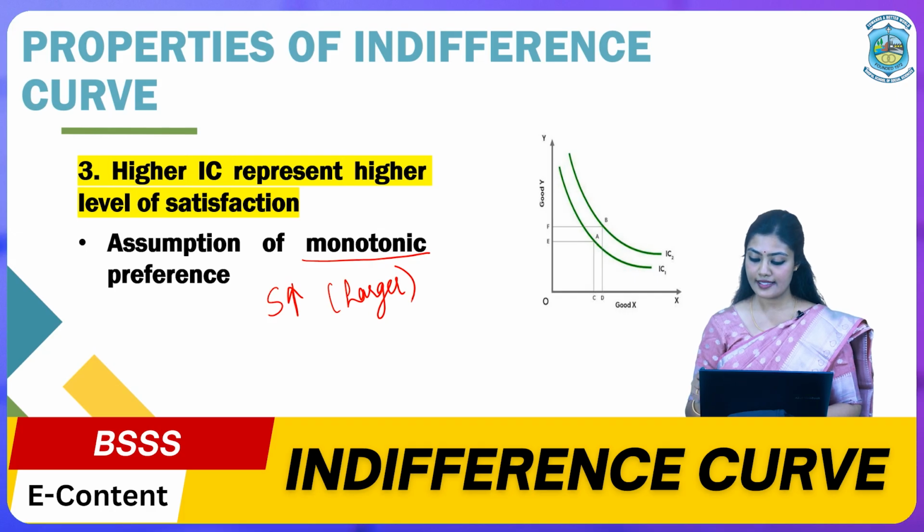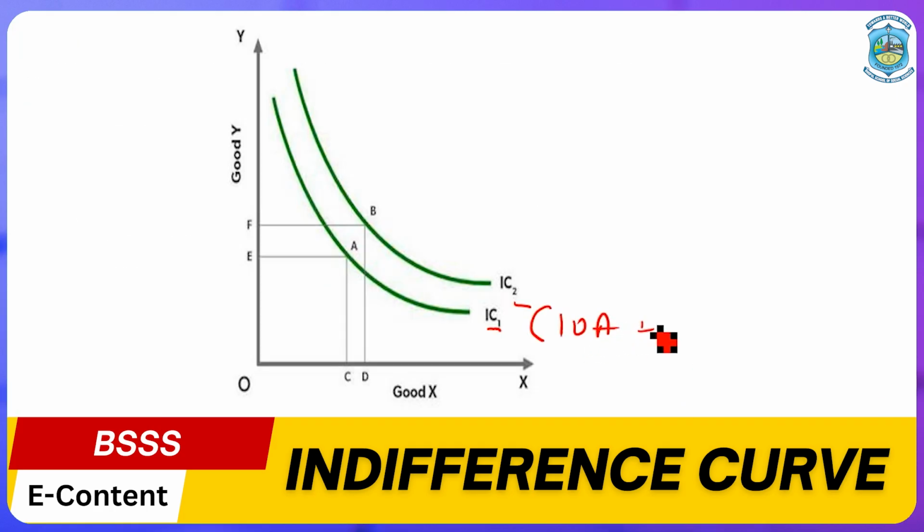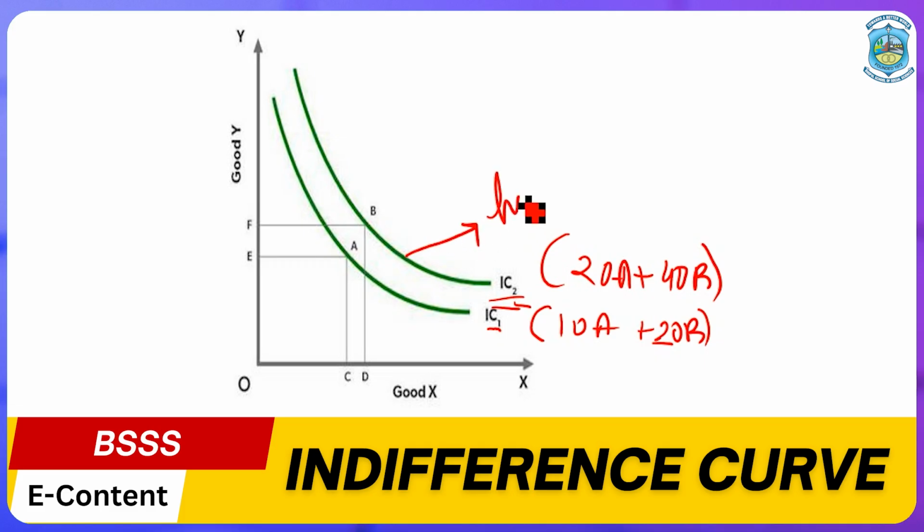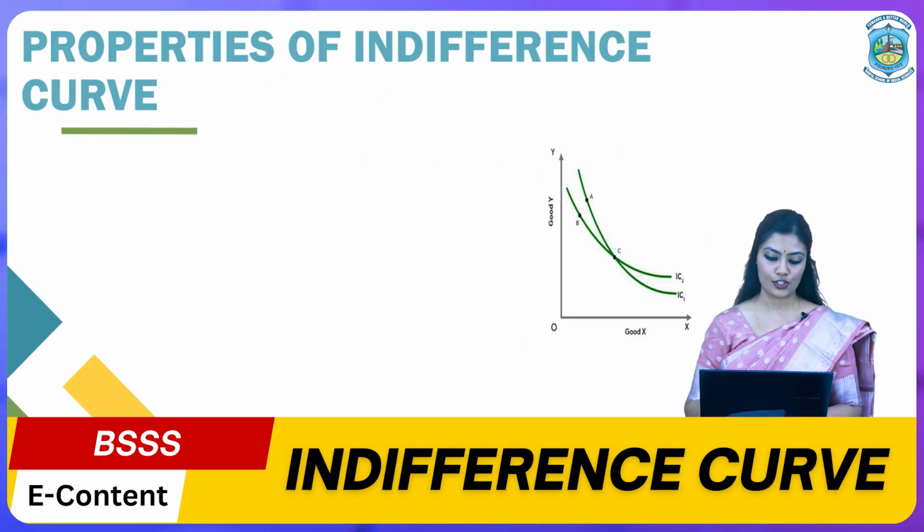In this graph, you can see that there is IC1 and IC2. Let us assume that for IC1, there are 10 apples and 20 bananas. For IC2, there are 20 apples and 40 bananas. We can see that it is IC2 which is having a larger bundle. So it is assumed in the indifference curve that the larger bundle will give the consumer a higher level of satisfaction, and thus it is said higher is the IC curve, higher will be the level of satisfaction.